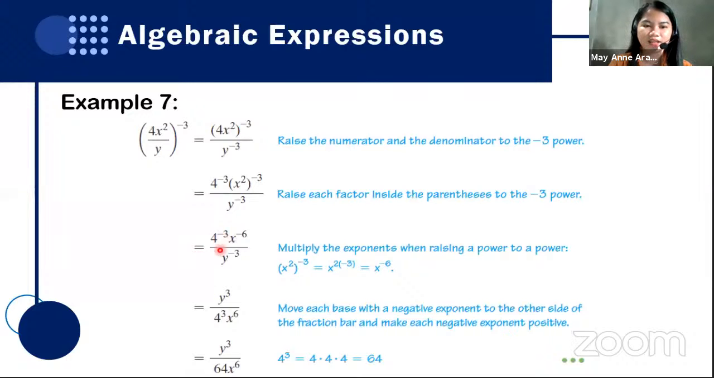So just simplify. Exchange lang natin sila ng position since pareha silang negative. So yung mangyayari dyan, yung 4 raised to negative 3 and x raised to negative 6 will be placed sa denominator, and y raised to negative 3 will be placed sa numerator. So pagpapalitan nyo lang sila kapag ganyan. Then just evaluate 4 cubed, which is 4 times 4 times 4, so 64. Our final answer here is y cubed over 64 times x raised to 6. Okay.